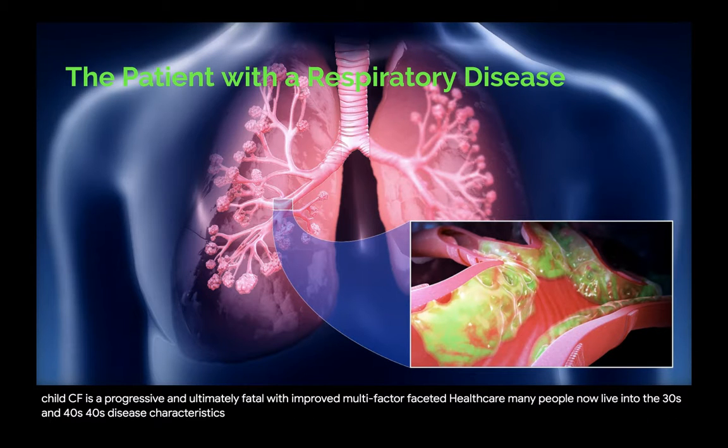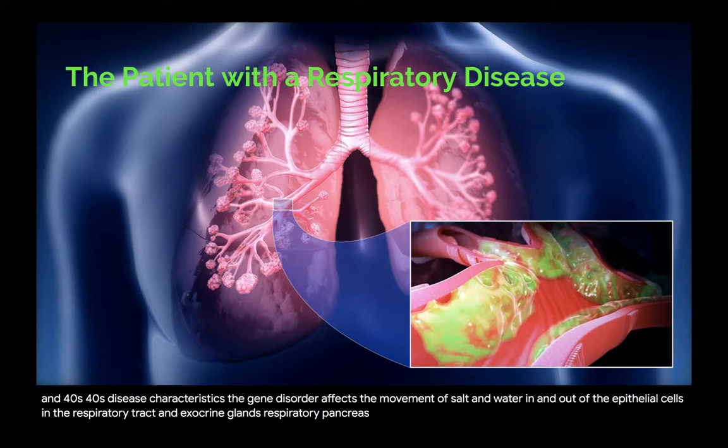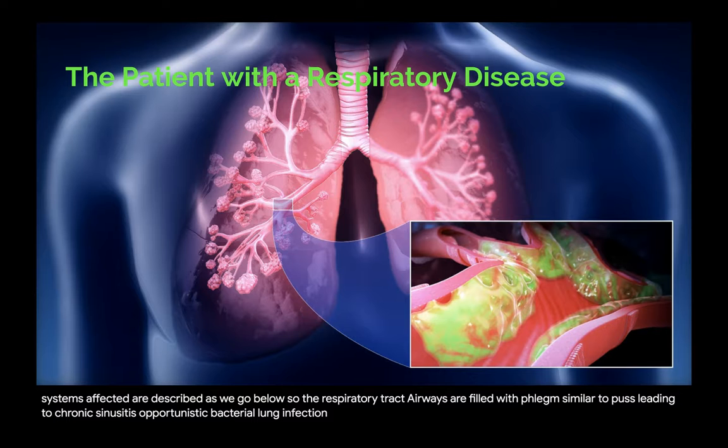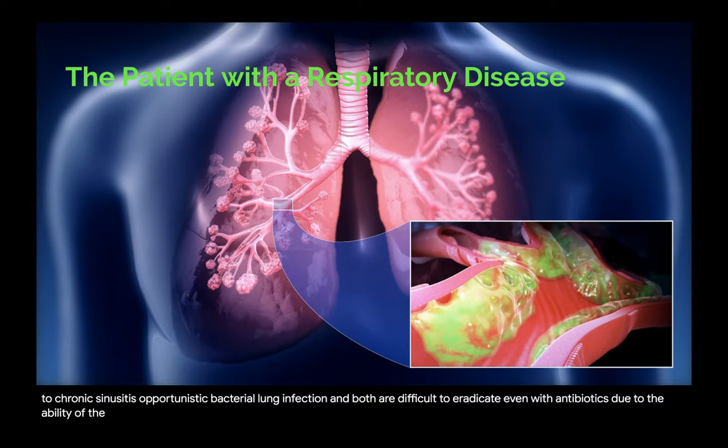Disease characteristics: the gene disorder affects the movement of salt and water in and out of the epithelial cells in the respiratory tract and exocrine glands, respiratory, pancreas, gastrointestinal, and results in thickened secretions. Main systems affected are described below. So the respiratory tract: airways are filled with phlegm, similar to pus, leading to chronic sinusitis, opportunistic bacterial lung infection, and both are difficult to eradicate even with antibiotics due to the ability of Pseudomonas aeruginosa to form biofilm.